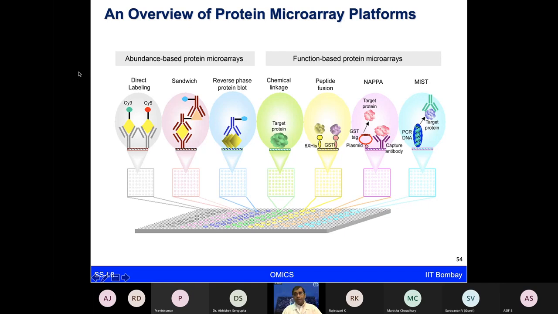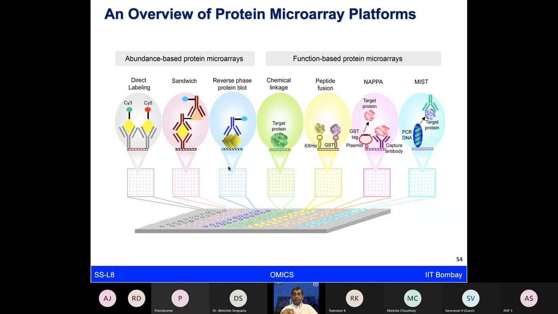So there are different types of arrays which one could use. If you have availability of antibodies, some of these array platforms, known as abundance-based arrays, could be used. If you have purified proteins, you can use the functional-based arrays. Many times in clinical settings, the clinician or pathologist wants to use reverse phase arrays.